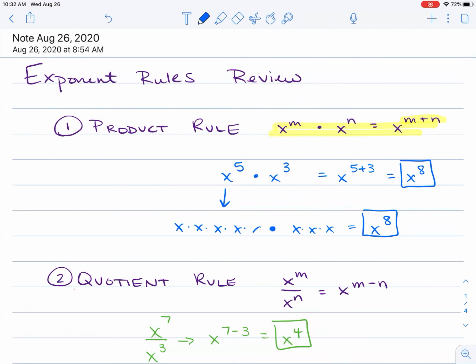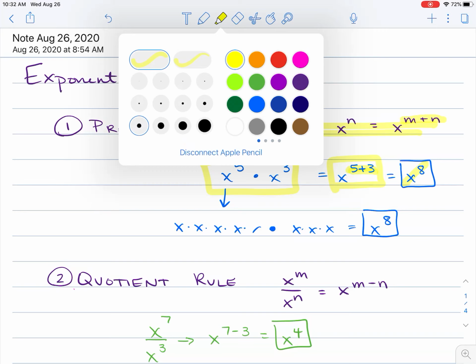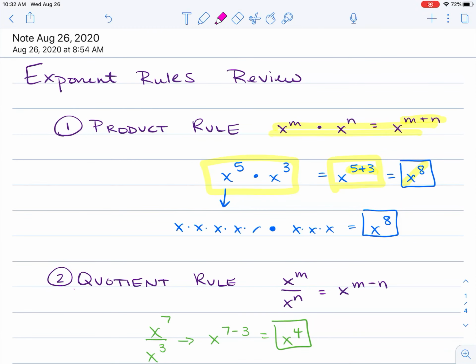So in one way, I'm showing it where you're actually using the property, right? So you're taking the base and you're adding the exponents and getting x to the 8th. But remember yesterday we talked about how you can absolutely expand, right? So if you want to take x to the 5th and write it out as 5 x's, and you want to take x to the 3rd and write it out as 3 x's, and then count, you end with the same answer.